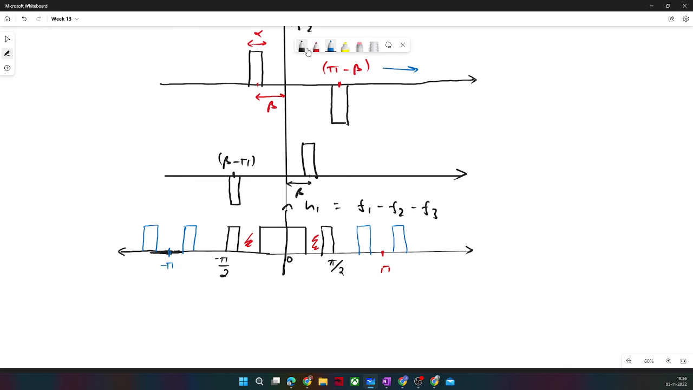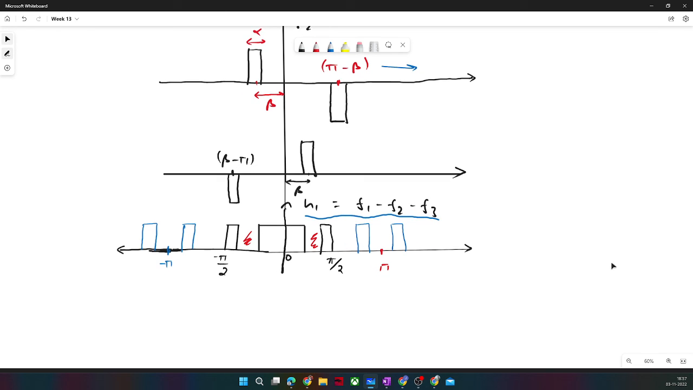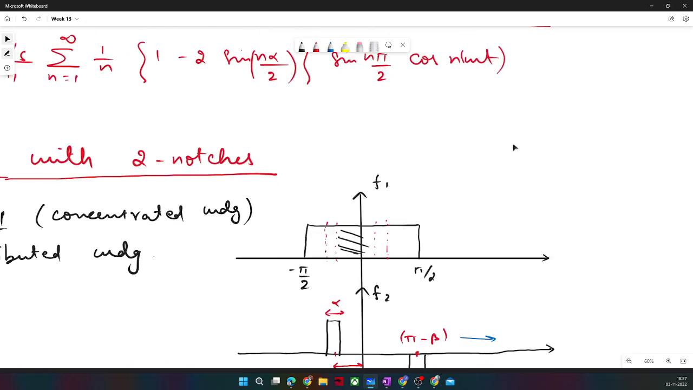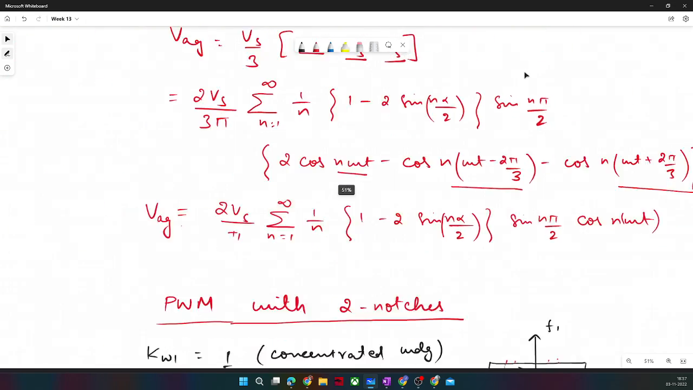So if you construct or equate the Fourier series, you will get some more control on harmonics. So that we will see. So now I will move ahead with Fourier series expressions. So that H1 is F1 minus F2 minus F3. And this is how this H1 would look like. And this kind of pulse we are now giving to H1, the first switch of this converter, right?